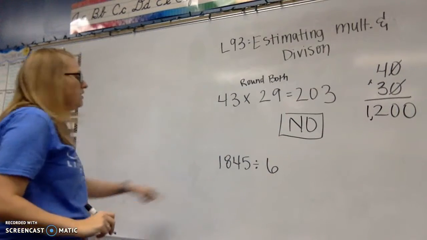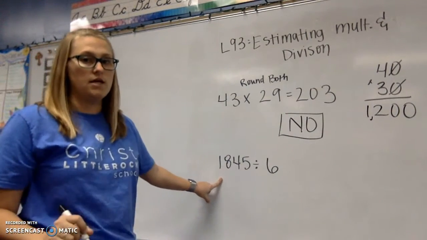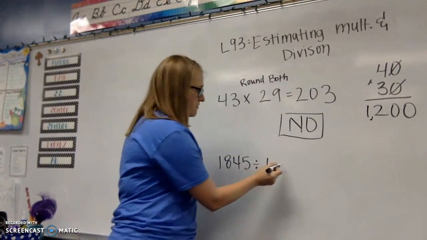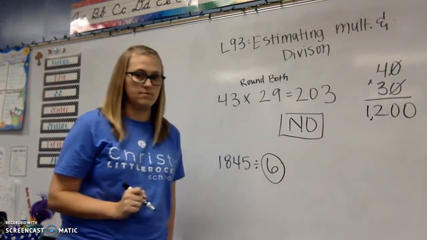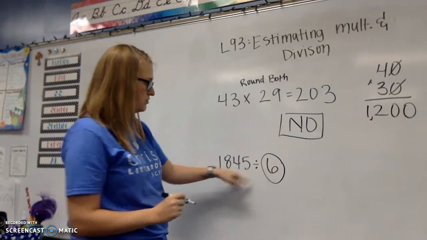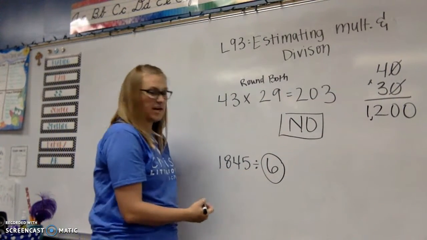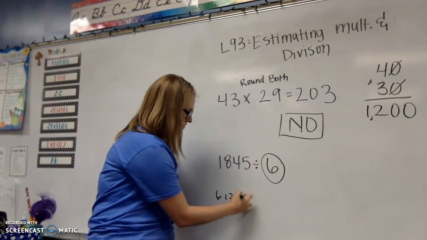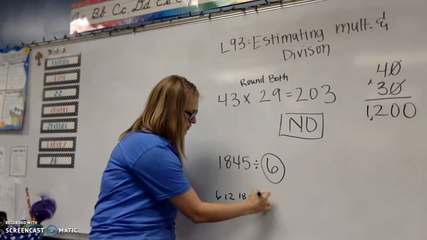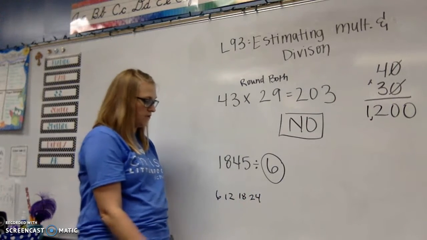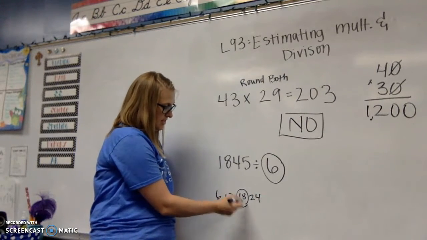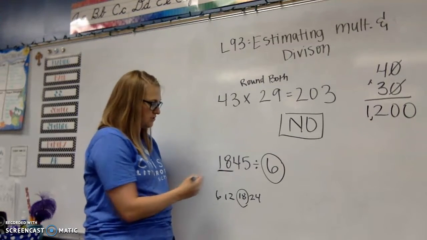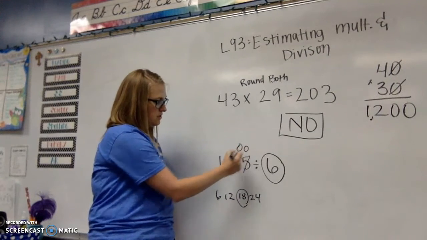Now, when we are estimating division, we've talked about this before, okay? We will never ever round this number. This is the number that we are going to use to round this. So if we count by sixes, let's do the first couple multiples. We have 6, 12, 18, 24, okay? If you'll notice, the number 18 is similar to the number 18 right here, okay? So all we're going to do is turn these into zeros.